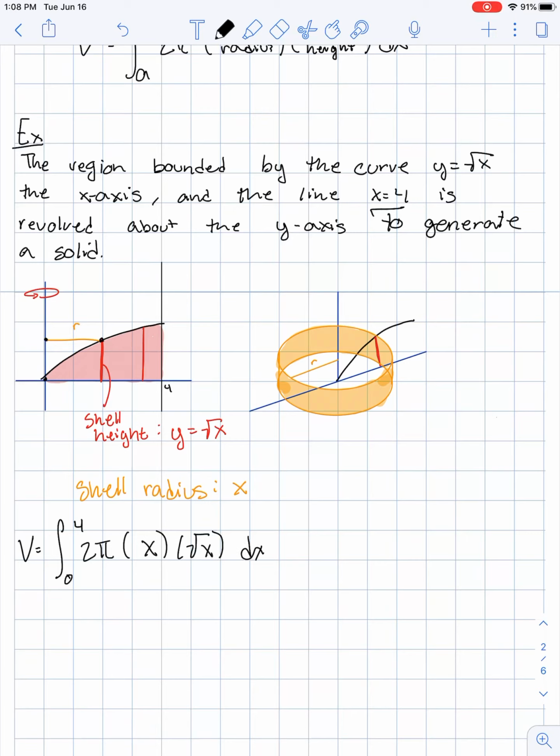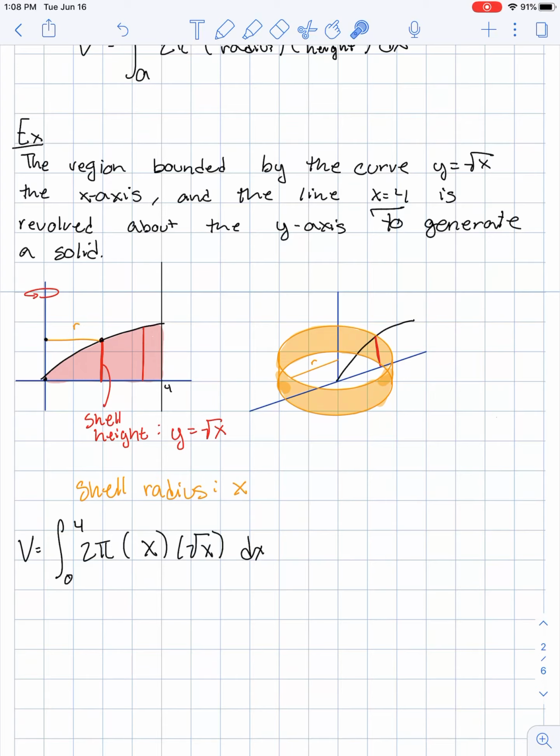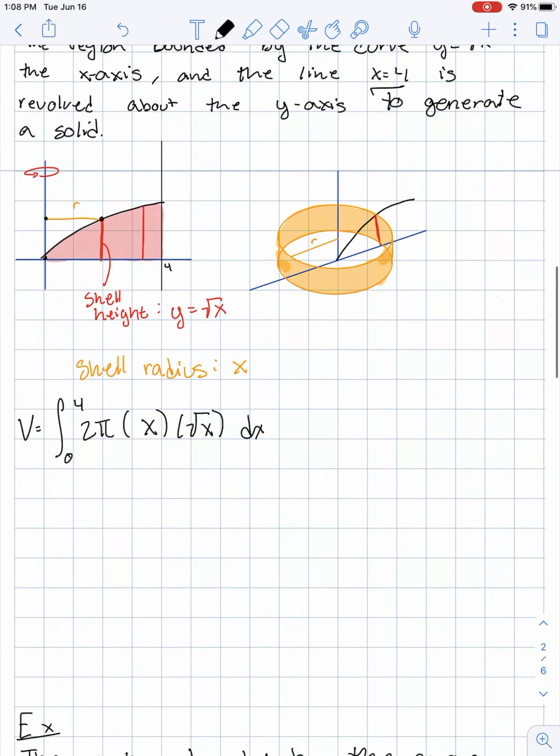So even though I'm rotating around the y-axis, I am still keeping my terms in terms of x, because the area of this curve that I've drawn in pink is found by the curve and the x-axis. Remember last section when we were rotating around the y-axis, I was finding it between the curve and y-axis. So that's the difference. All right, so then let's pull out that 2 pi, just a coefficient.